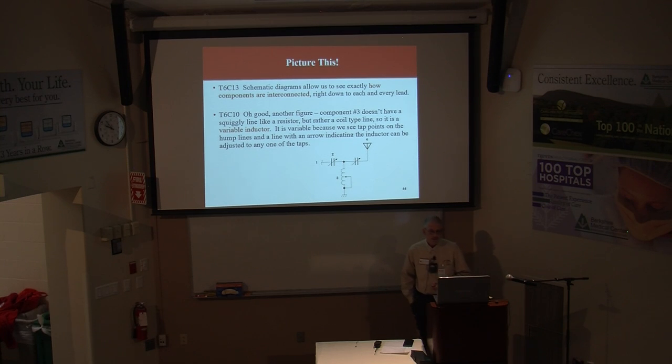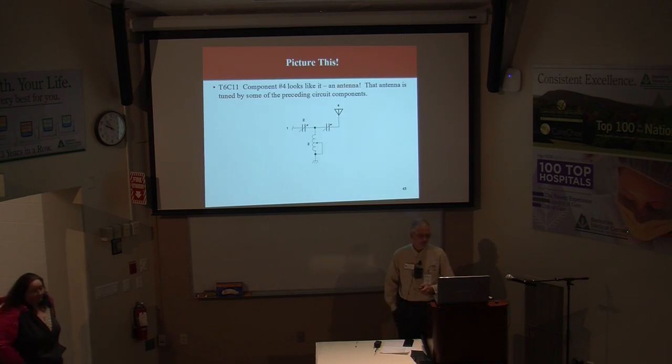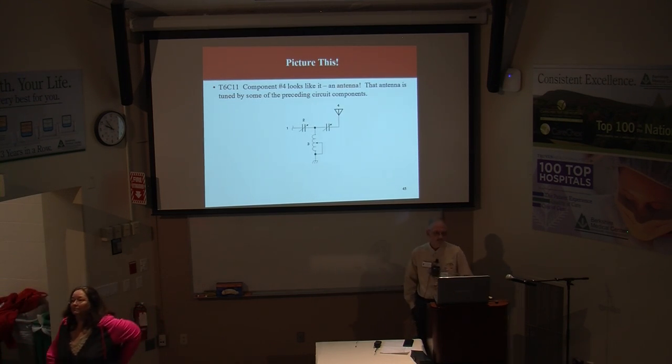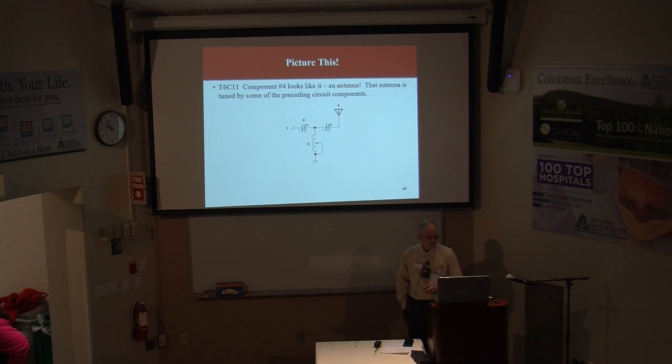Another figure, component number 3, doesn't have a squiggly line like a resistor, but rather a coil-type line. So this is a variable inductor. It's variable because we see tap points on the hump lines and a line with an arrow indicating the inductor can be adjusted to any tap. Component number 4 looks like an antenna. That antenna is tuned by some of the preceding circuit components.